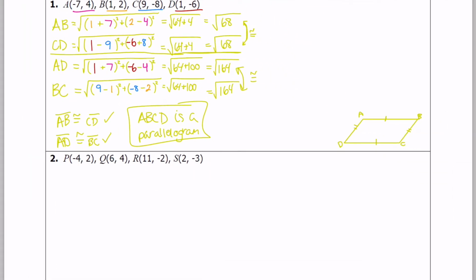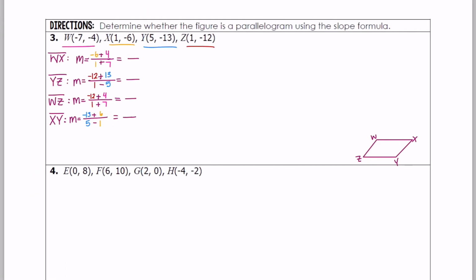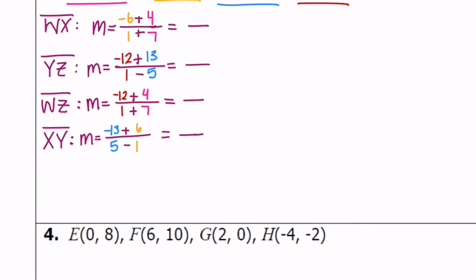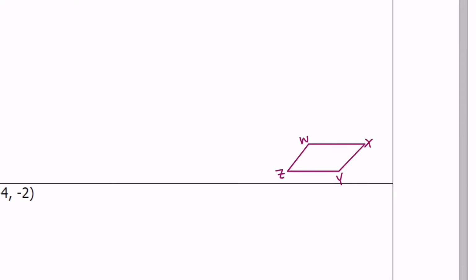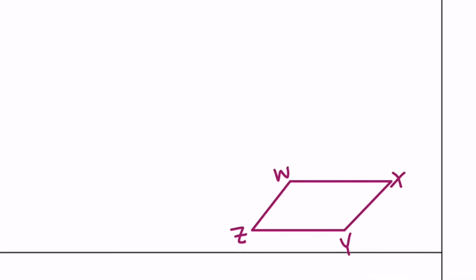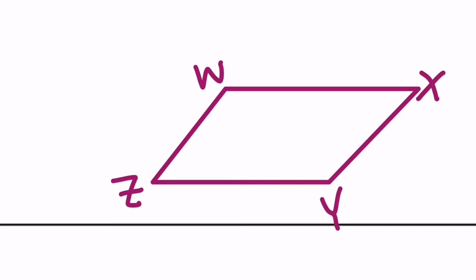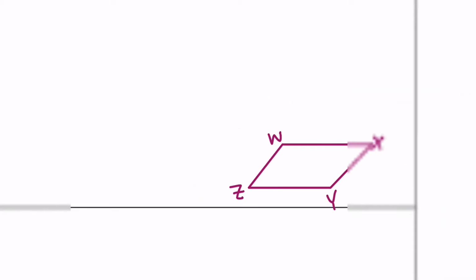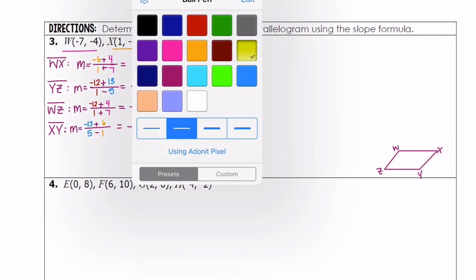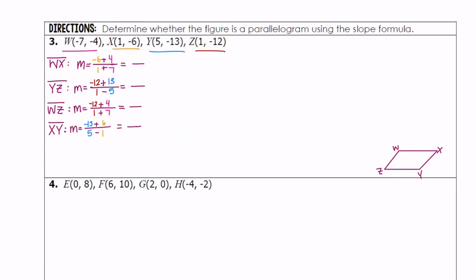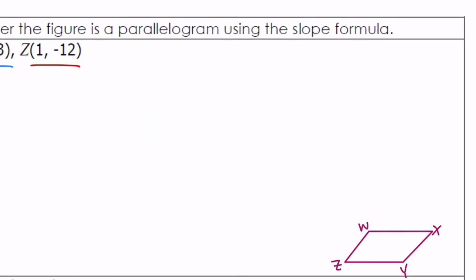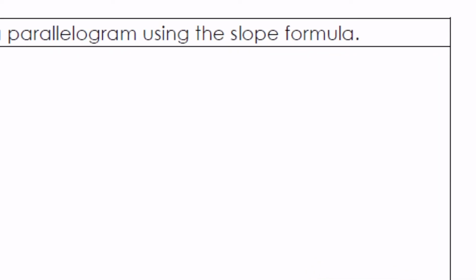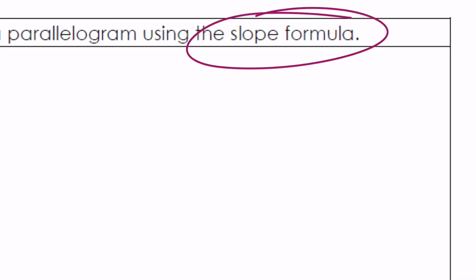Okay, you go ahead and try number 2 on your own. I'm going to go ahead and move on to number 3. Again, I filled some of this in ahead of time. So I went ahead and drew my shape, my parallelogram over here, WXYZ. On this one, I'm trying to determine whether this shape is a parallelogram using the slope formula.